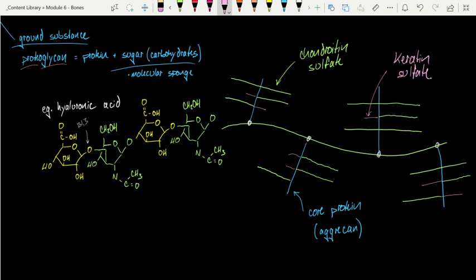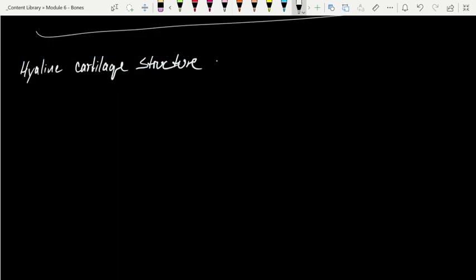Okay, so now that we have a basic understanding of what hyaline cartilage is all about, let's actually look at cartilage itself, the structure. If I'm looking at a histology slide, what would I expect to see if I'm looking for hyaline cartilage? Well, to do that, let's first start with the outer layer boundaries. Let's start with the perichondrium.